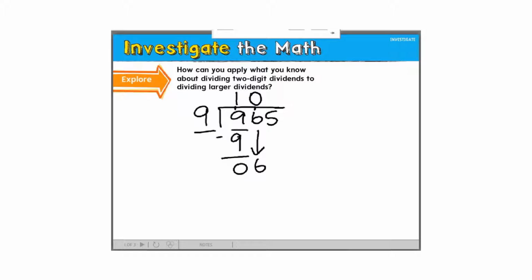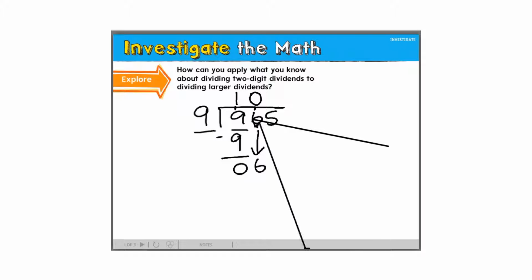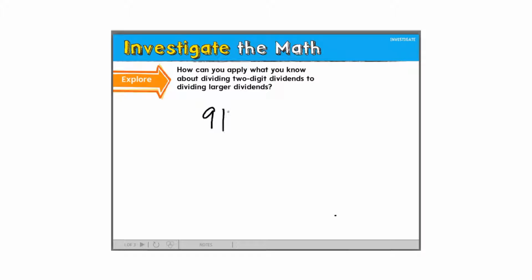So since I brought down the 6, let me redo that. 9 into 9, 6. You know that happens sometimes. Just redo it. So once I bring down the 6, when the 6 is not enough, I'm going to put a 0 above it. And because the 6 was in the tens place, I make sure that my 0 is also in the tens place. And now I'm going to bring down again.